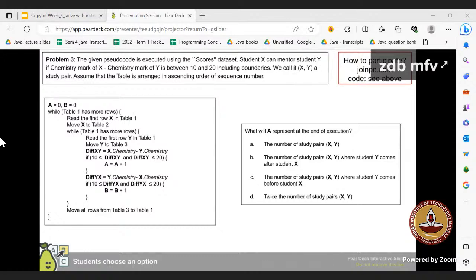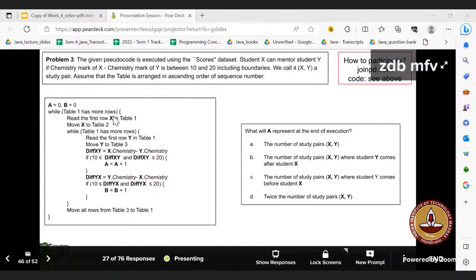Sorry, ma'am, not able to. X is nothing but, what is your X? X is a card only. What is your Y? Y is also a card, right? Read the first row X in table 1. That means first row of your table. Y is also, read the first row Y in table 1. So both are some rows in your table, X and Y. Is it clear?